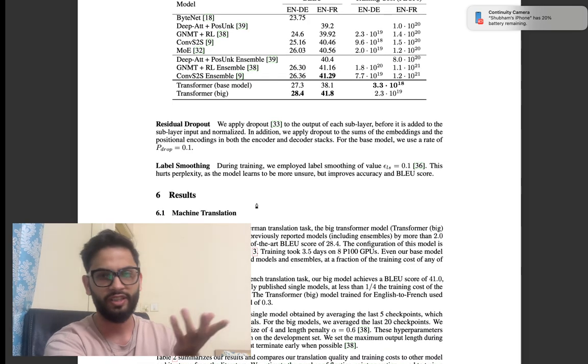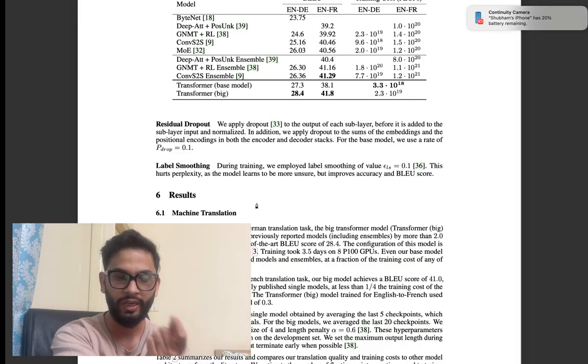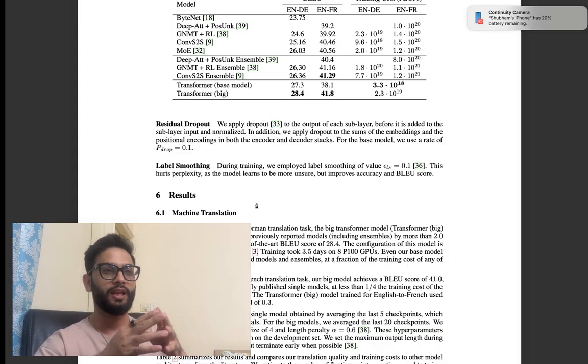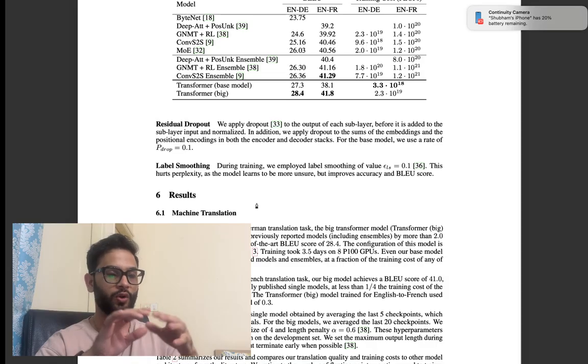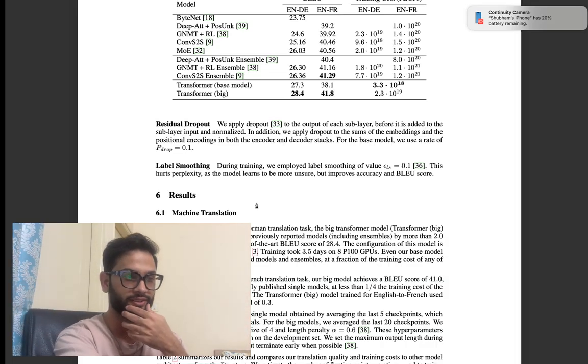What is label smoothing? It's very straightforward. Wherever we are using a one-hot encoded vector, instead of having one word as 1 and all else 0, we'll make that 1 as 0.9 and then distribute 0.1 uniformly across all other indexes.